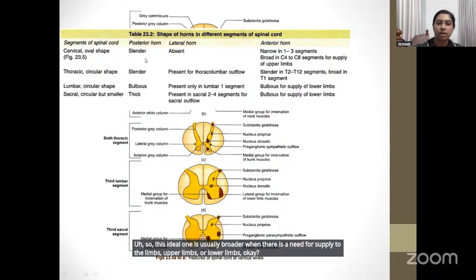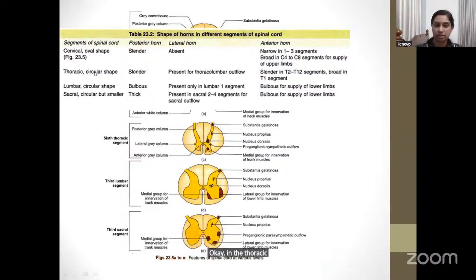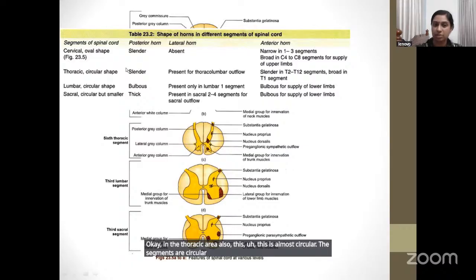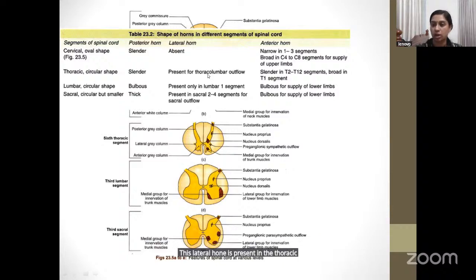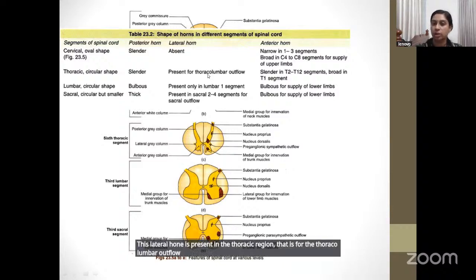Okay. In the thoracic area also, this is almost circular. The segments are circular in shape and the posterior horn is almost slender and this lateral horn is present in the thoracic region. That is for the thoracolumbar outflow. Thoracolumbar outflow is always called sympathetic outflow. Craniosacral outflow is always called parasympathetic and sympathetic outflow is always called thoracolumbar outflow.